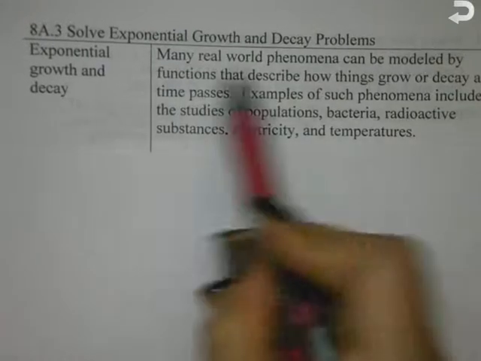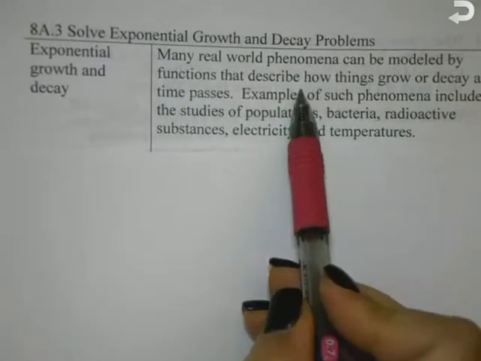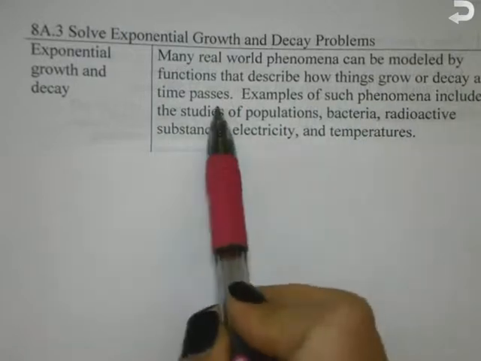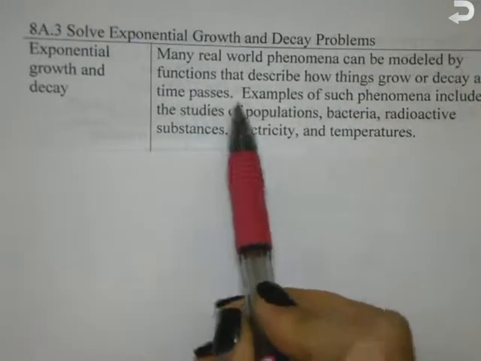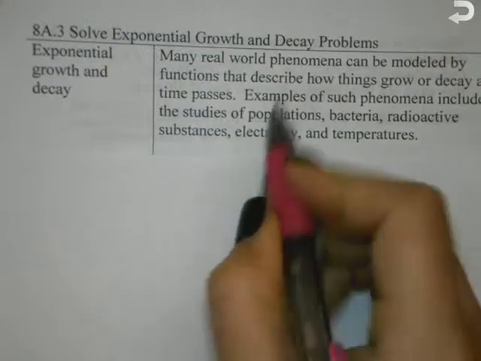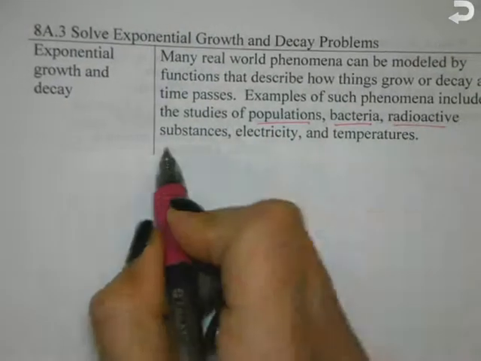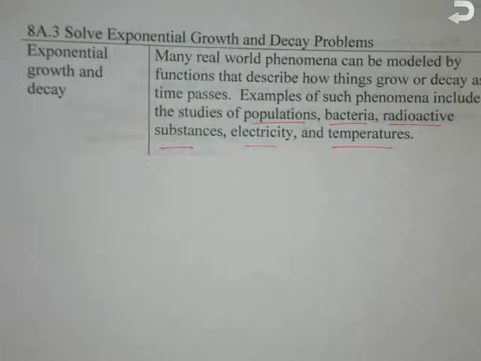So many real-world phenomena can be modeled by functions that describe how things grow or decay as time passes, like in chemistry. Examples of such phenomena include the studies of populations, bacteria, radioactive substances, electricity, and temperatures. All of these things follow certain patterns that we call exponential growth or decay. So scientists, meteorologists, people that study sociology, people that study populations, they use these types of functions to look at the trends in populations, in bacteria growth, in temperatures, and all of that.